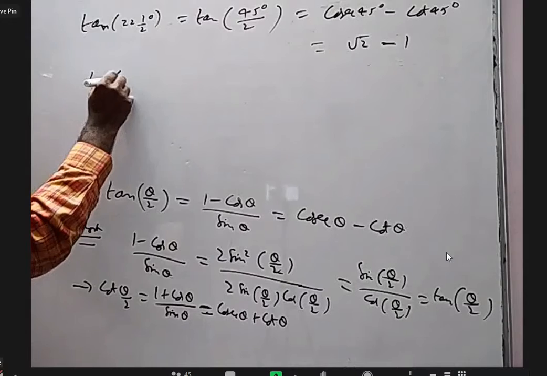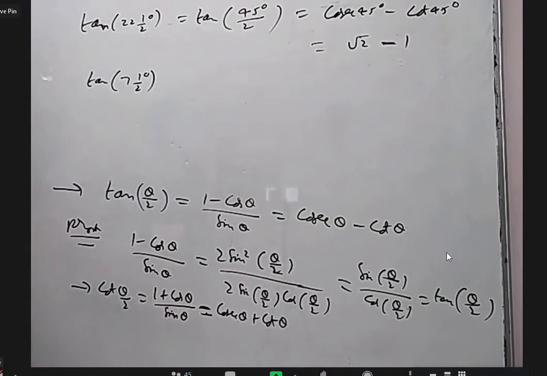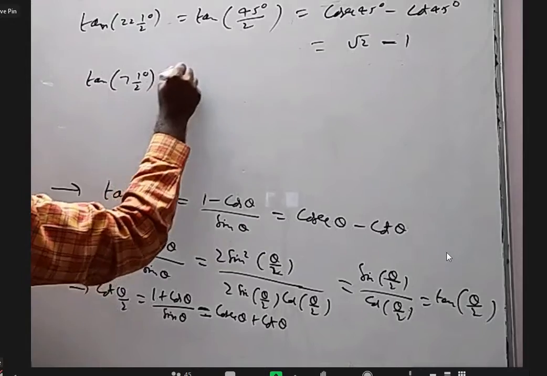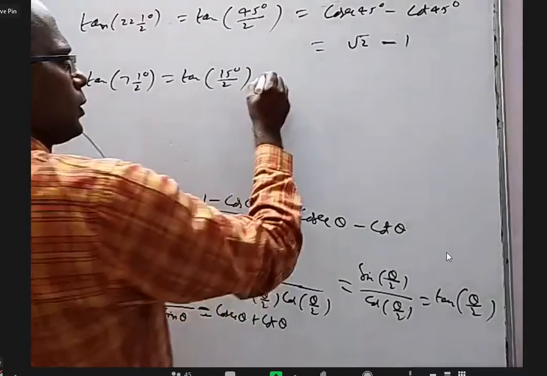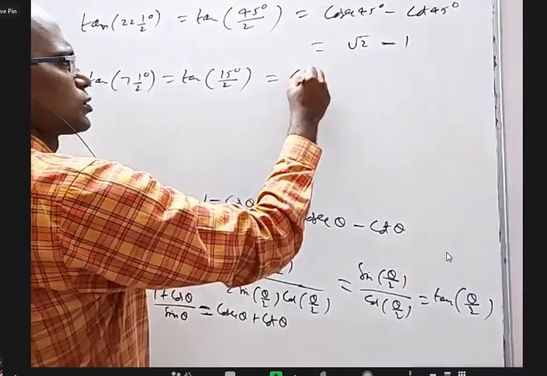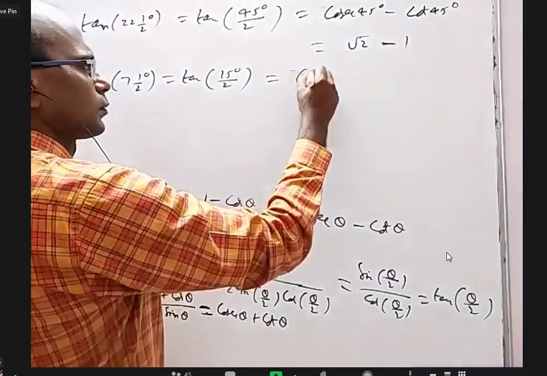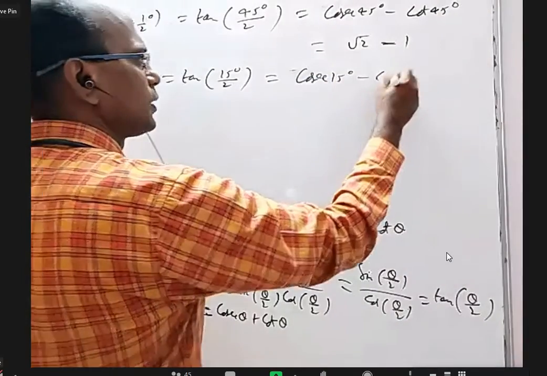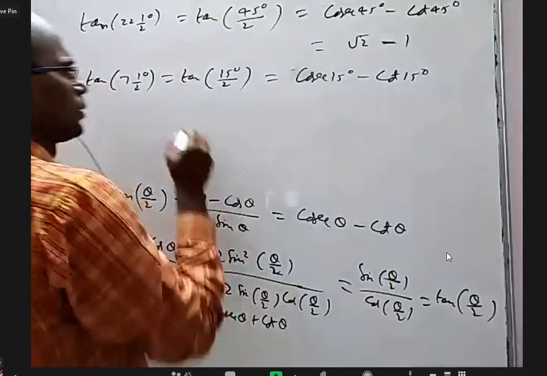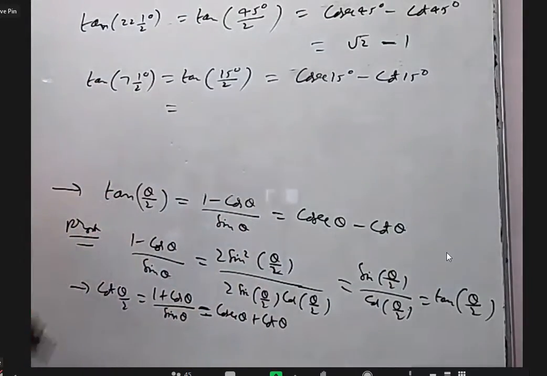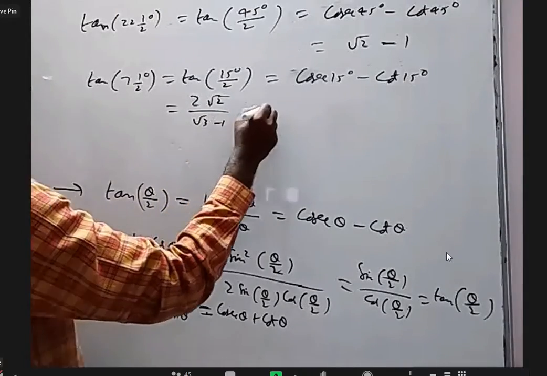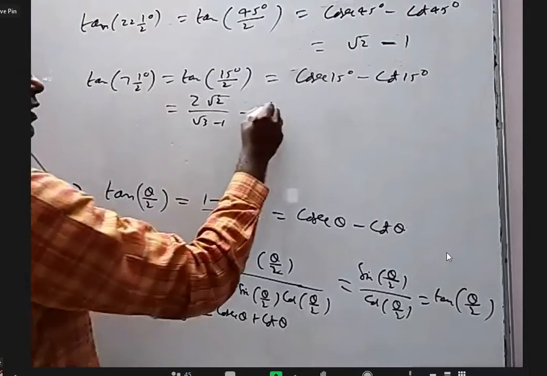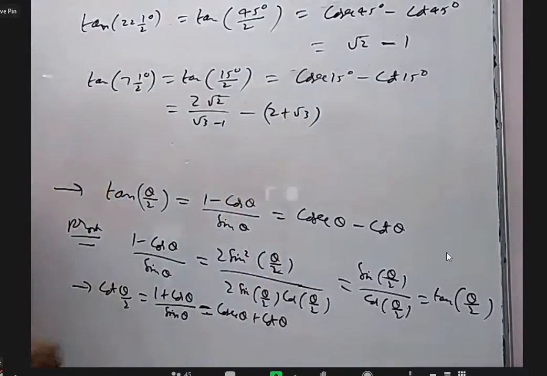If I try to find tan 7 1/2 degrees, it will be tan 15 degrees by 2. That will be cosecant 15 degrees minus cot 15 degrees. Sin 15 is root 3 minus 1 by 2 root 2, so cosecant 15 is the reciprocal, 2 root 2 by root 3 minus 1. And cot 15 is tan 75. We are supposed to remember it as 2 plus root 3. Tan 15 is 2 minus root 3, tan 75 is 2 plus root 3.